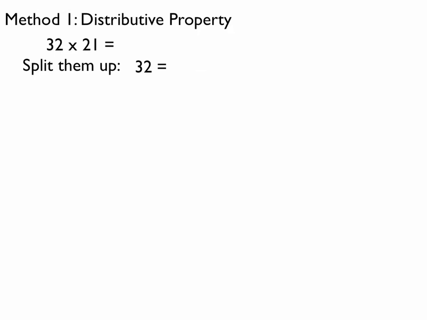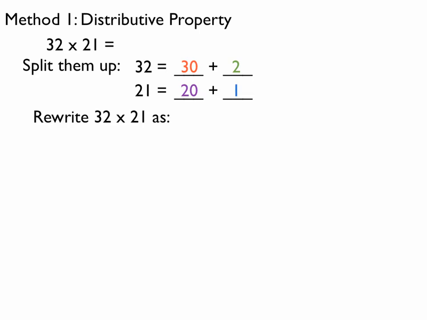So 32 I'm going to split up into two parts, 30 and 2. 21 I'm going to also split up into two parts, and it's going to be 20 and 1. So I'm going to rewrite this 32 times 21. I'm going to use my parentheses here. 30 plus 2 times 20 plus 1.